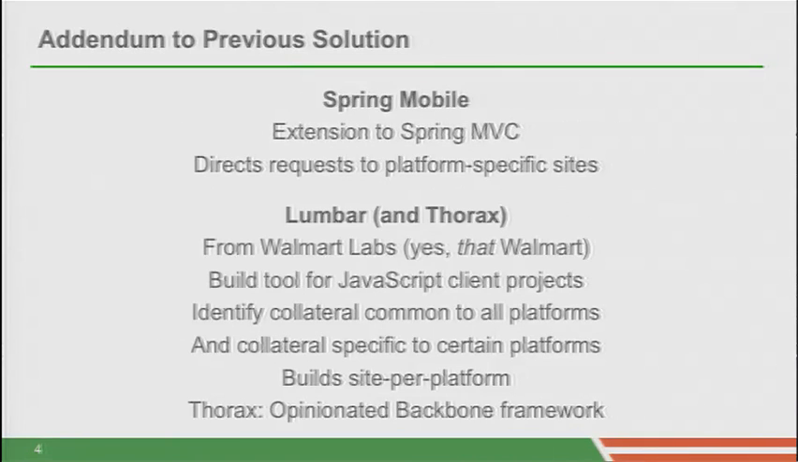Well, an addendum to that solution is to use something like Spring Mobile, which Roy's going to speak about here in a minute. Spring Mobile, as Roy will tell you, is an extension to Spring MVC that is able to detect what kind of device is hitting the Spring MVC application, and based on the device, direct the client to an appropriate site specific for that device. Well, that's part of the puzzle.